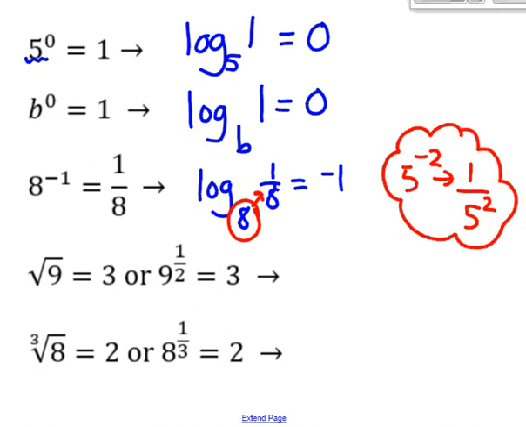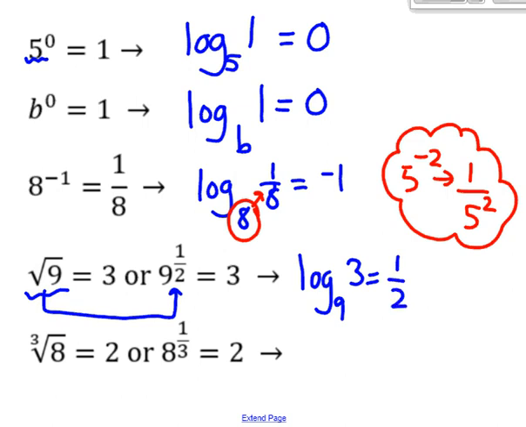The next one is, what if you have square root of 9 is equal to 3? You have to remember square root is the same as exponent 1/2. So it would be log in base 9 of 3 is equal to 1/2. So also you have to remember that square root is the same as exponent 1/2.